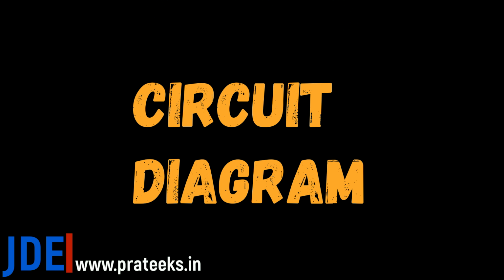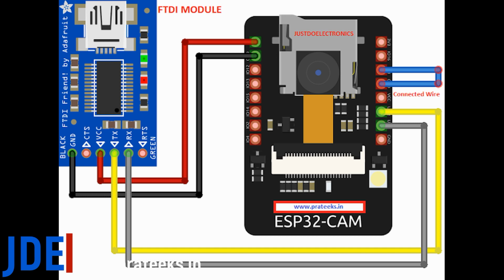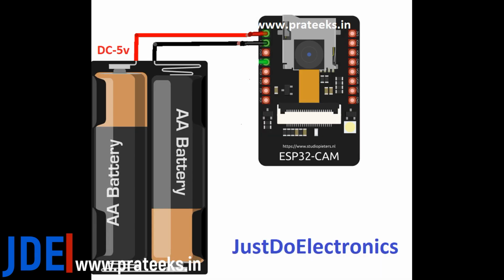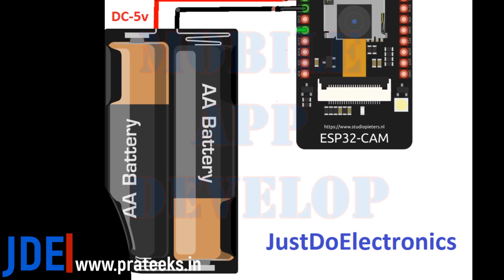Circuit diagram. In the circuit diagram there are two parts. First, when you upload this code, your GPIO 0 pin is connected to the ground, and when your uploading is complete, then please remove the GPIO 0 pin from the ground, and you just give an external power supply of 5 volts.